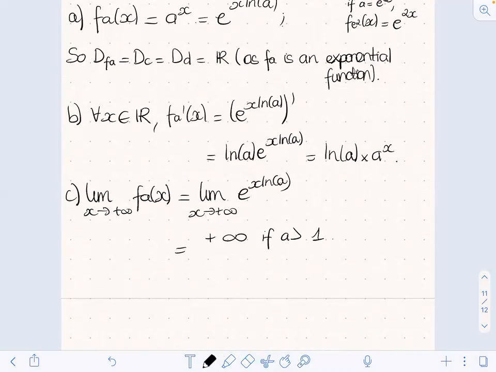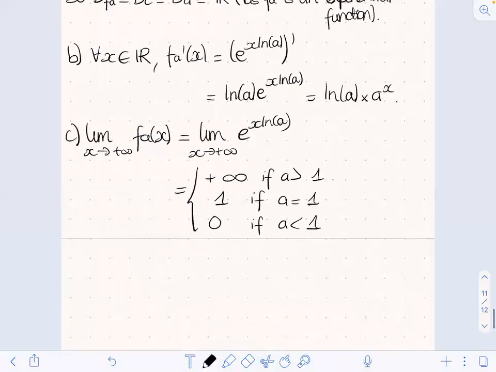If a is equal to 1, then ln of a is equal to 0, and so the function just remains constant in that case, and equal to 1. And it will go to 0 if a is smaller than 1, as in that case ln of a is negative, and you get exponential minus x roughly behavior wise. So that's the limit of a function.